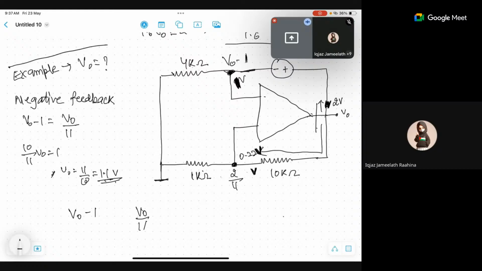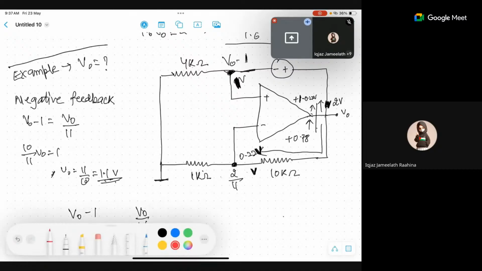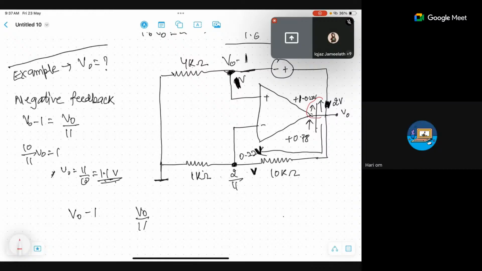Now, if 1 volt is multiplied with the positive voltage, we are getting 1 volt positive and 0.22 volts negative. Okay, so what is the resultant? 0.78 volt in positive. That means we are getting a same direction voltage. So phase shift is what? We apply the positive voltage and we are getting the same positive voltage. So phase shift is 0 degree.